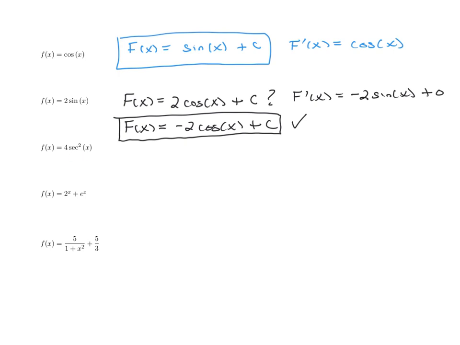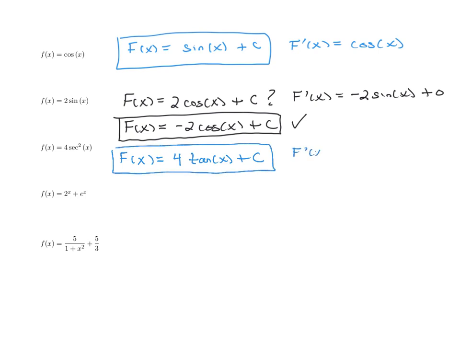What about this next one? 4 secant squared of x. So the goal here would be, we just have to hopefully think of some function that we've encountered whose derivative is secant squared, and we'll multiply that thing by 4. And we do have a function for that. That's tangent of x. Here, if you take the derivative of this function, if you look at f prime of x, you get 4 times the derivative of tangent, which is secant squared, and then the constant goes to 0, so this does in fact work.